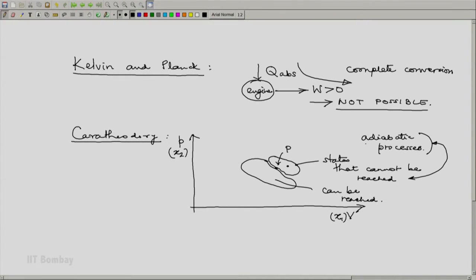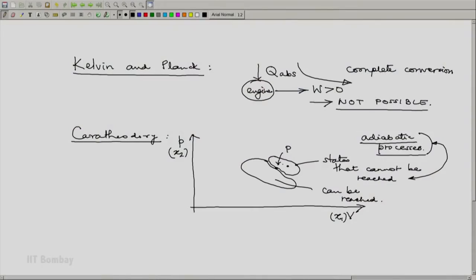So this is a statement regarding what happens with adiabatic processes. Adiabatic processes, when you start from some initial state, will take you to only a restrictive set of states. There are other states which you cannot reach purely by adiabatic processes. Our next discussion would be to which one of these statements do we take as a primary statement.